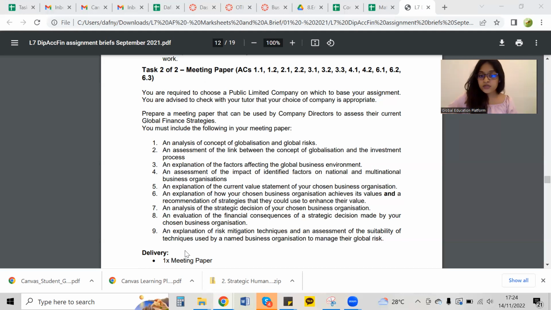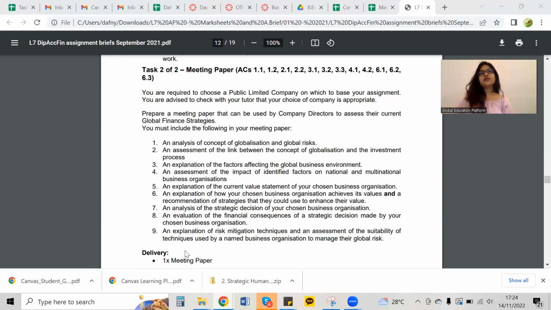So in terms of global risk that your organization has, you have to come up with suitable techniques that would be properly aligned in a way to manage the global risk. Okay, so you have to talk about what are risk mitigation techniques, identify the global risk, and then come up with suitable techniques in order to manage the global risk. So that is what will be covered in point number 9. So these are all the points that you should cover.